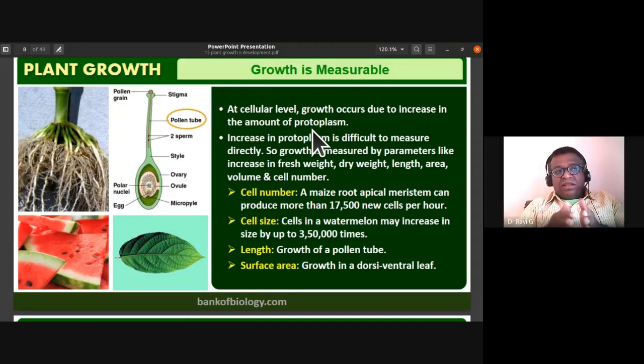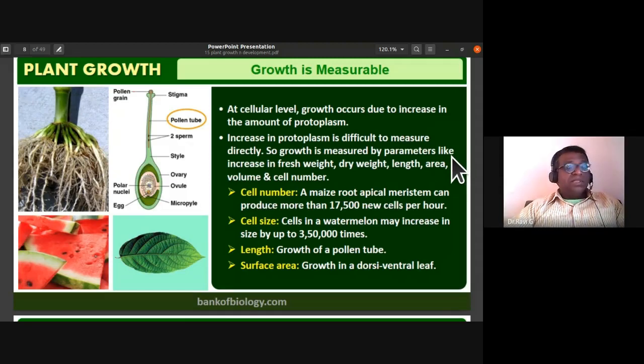So the growth occurs due to increase in the amount of protoplasm, that is, not only cytoplasm increase, but also increase in the nucleus. At the synthetic phase, DNA undergoes replication. So DNA is also increased in amount. Okay. At cellular level, growth occurs due to the increase in the amount of protoplasm. Increase in protoplasm is difficult to measure directly. So we cannot measure that at microscopic level. So growth is measured by parameters.